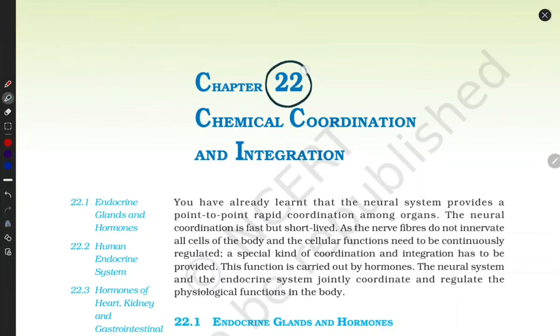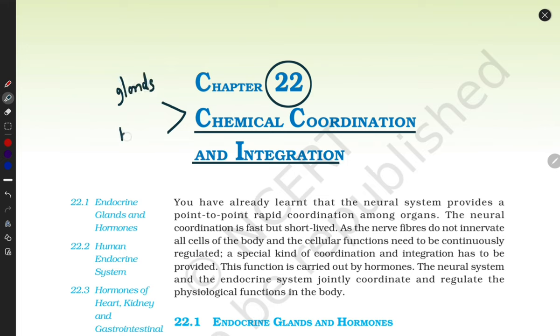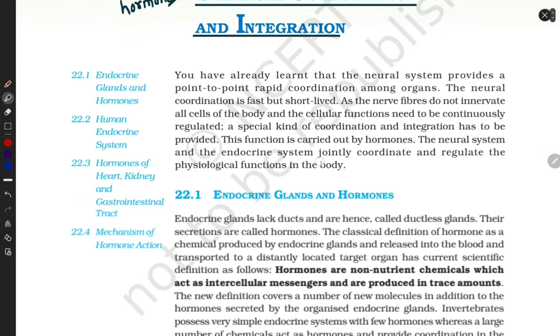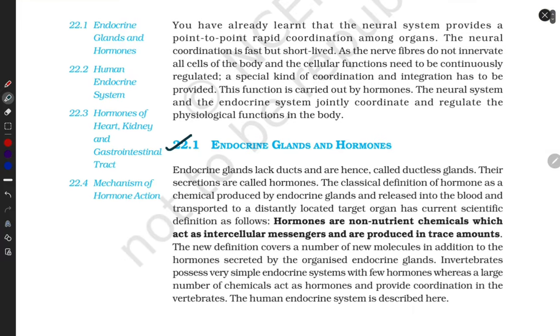Chapter 22: Chemical Coordination and Integration. In this chapter, we are going to study glands and their secreted hormones. Let's start with our first topic. What are endocrine glands? They are ductless glands.